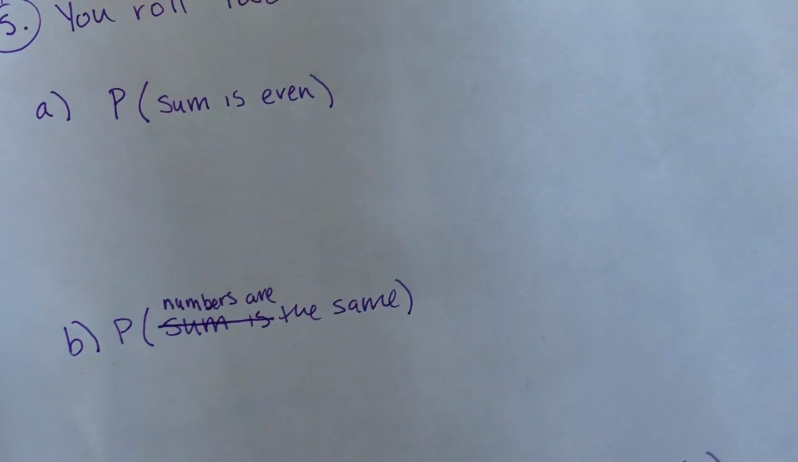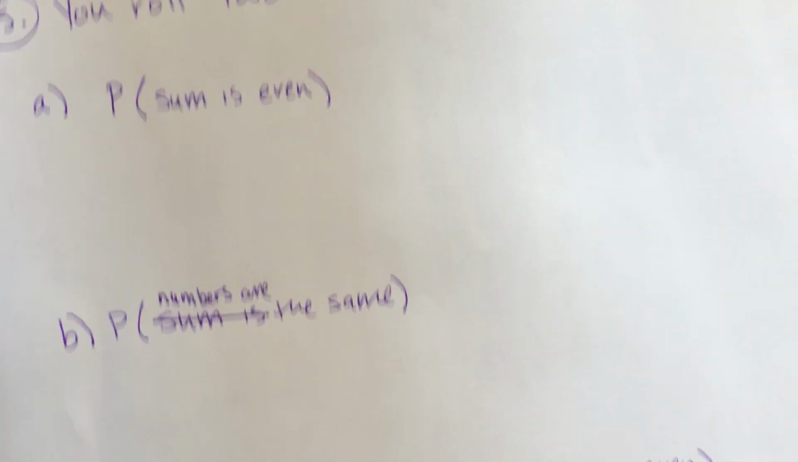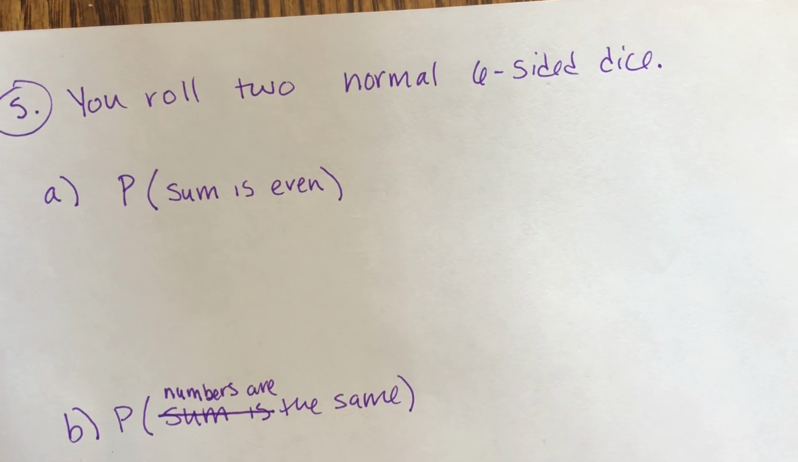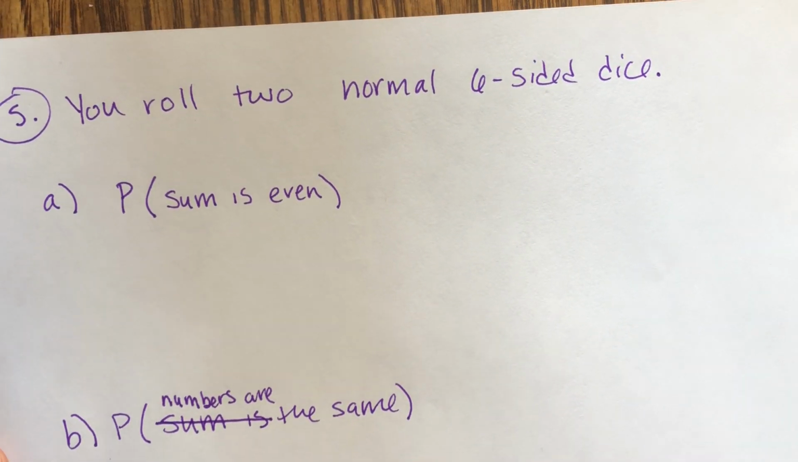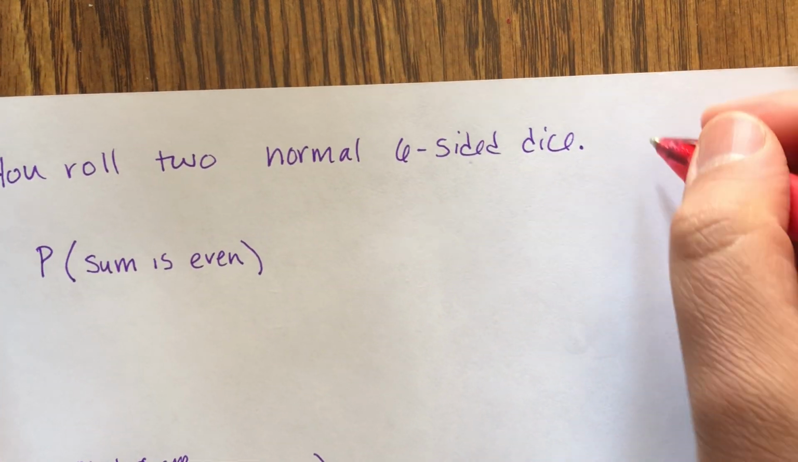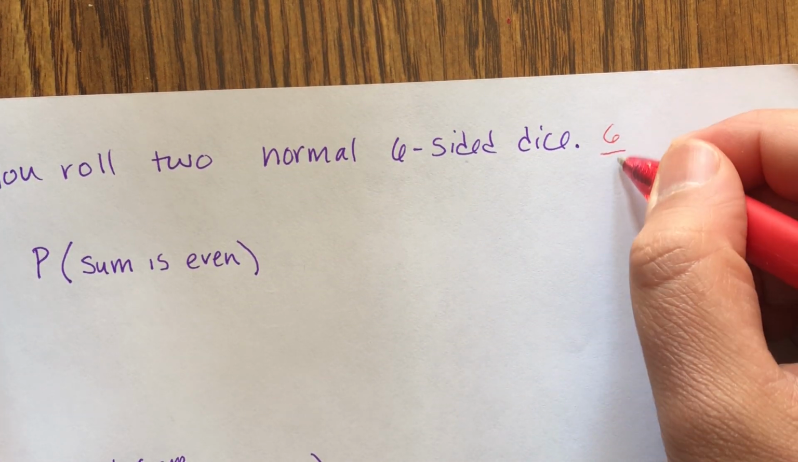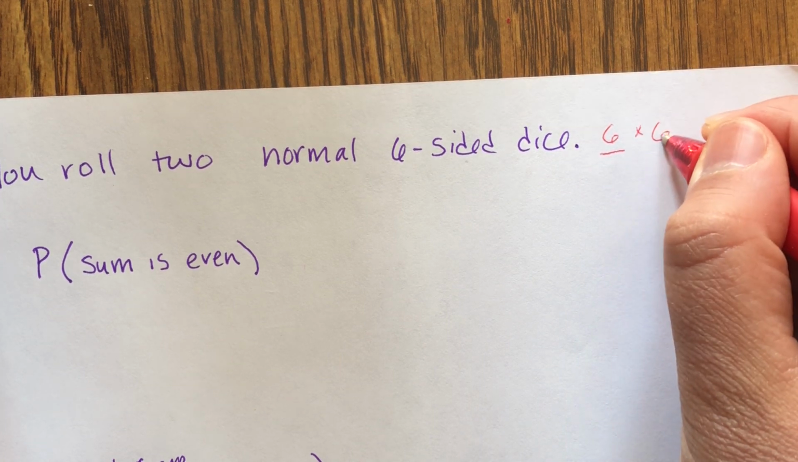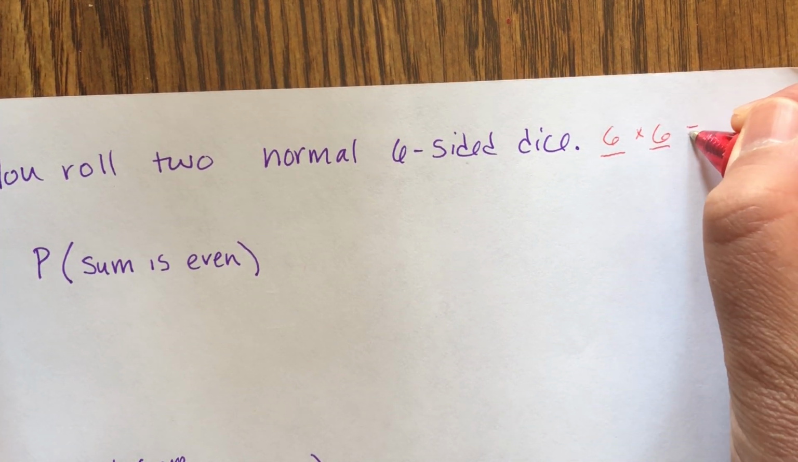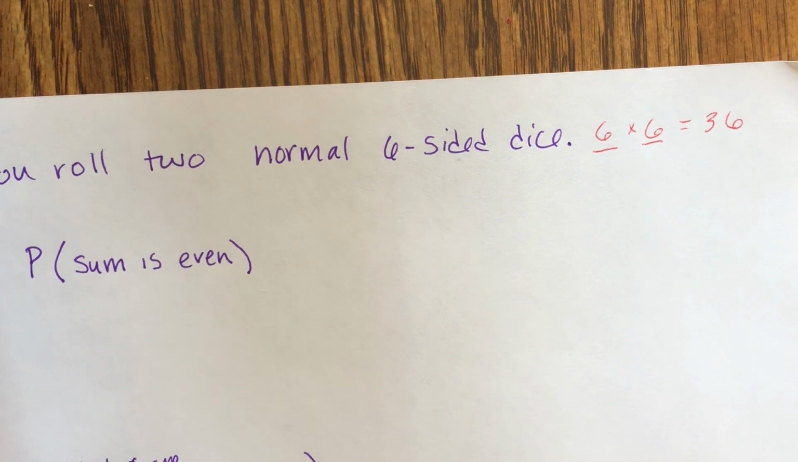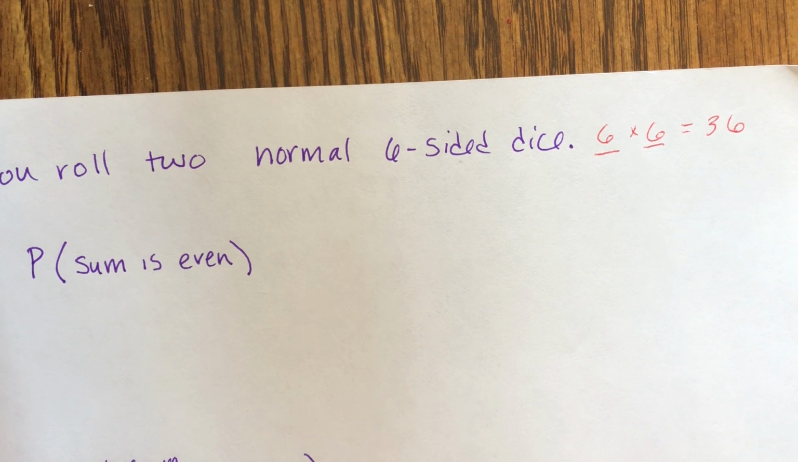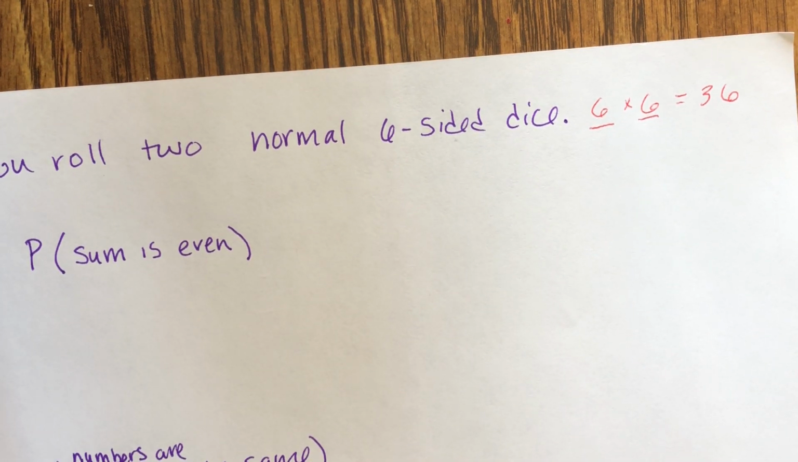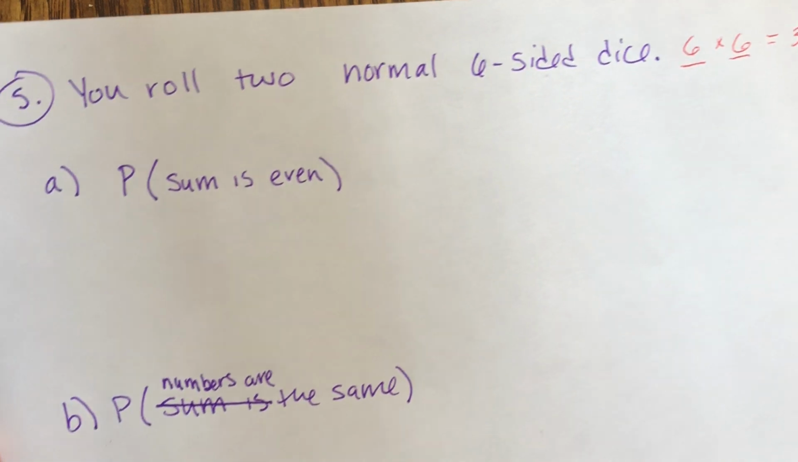In problem 5, we're rolling 2 normal 6-sided dice. And remember that we've talked about the total number of outcomes when you roll 2 dice. Essentially, there's 6 different possibilities for the first die, the numbers 1 through 6, and there's 6 different possibilities for the second die. So in total, there's 36 possible outcomes when you roll 2 dice at the same time. If it helps to think about them as a red die and a blue die, just so that you can keep track of the different possibilities, then you can always think about them that way.